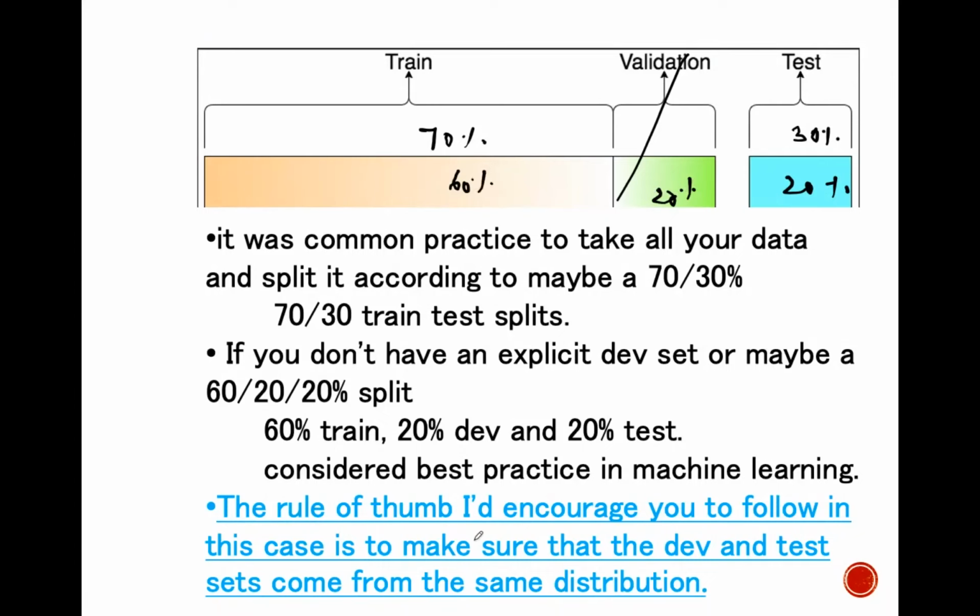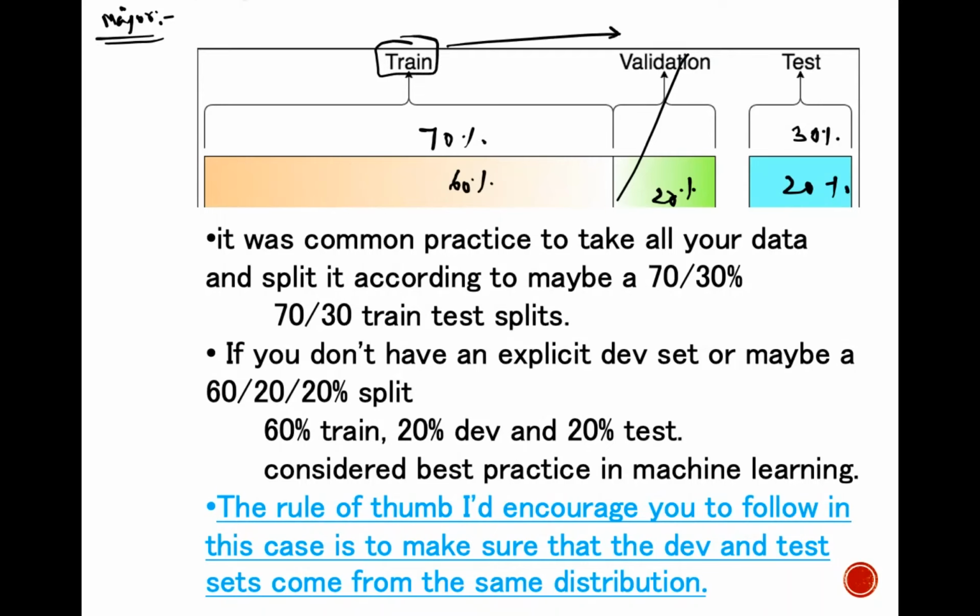The thumb rule I would encourage you to follow is to make sure that dev and test sets are from the same source. Suresh, I have a question. Till now we have seen train and test data only, right? So what is that dev and validation thing? Dev and validation are the same. We are doing the validation, that's it.